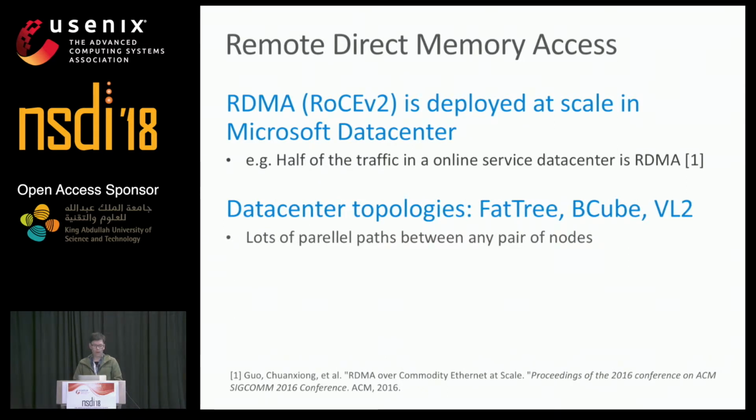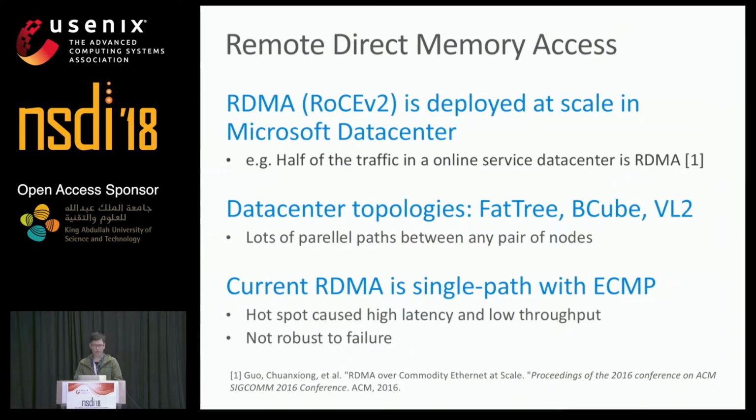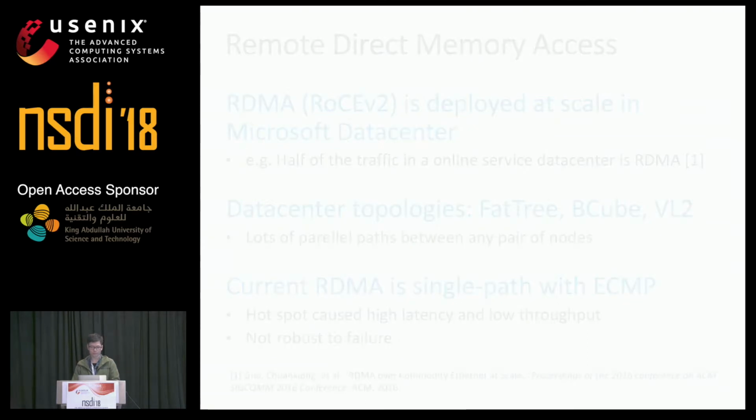However, data center topologies, as we all know, such as Fat-Tree, BCube, and VL2, have lots of parallel paths between any pair of nodes. However, current RDMA remains a single-path transport, and all the data belonging to one connection will flow over one physical path, using ECMP as the load balancing scheme. ECMP will cause hotspots in the network and lead to high latency and low throughput. Also, it is not robust to failure.